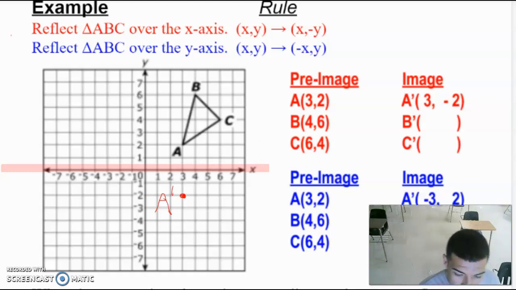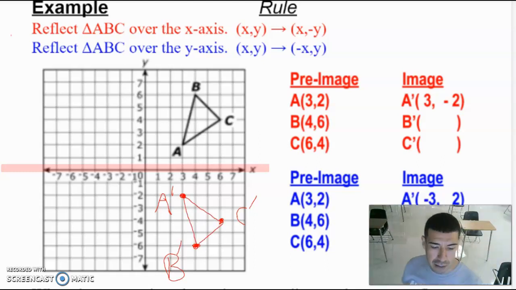So let's go to B now. B is 1, 2, 3, 4, 5, 6 units up. So new B will be 6 units down. I actually made a mistake. It's 6 units down, so it should be right there. That will be new B. C is 1, 2, 3, 4 units up. So new C will be 1, 2, 3, 4 units down. That's new C. Now if I connect the dots, you will notice that that is the same triangle. It was just reflected.